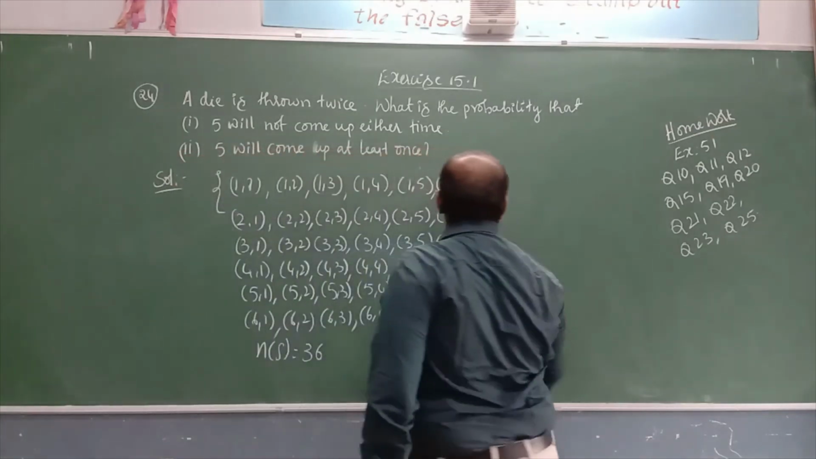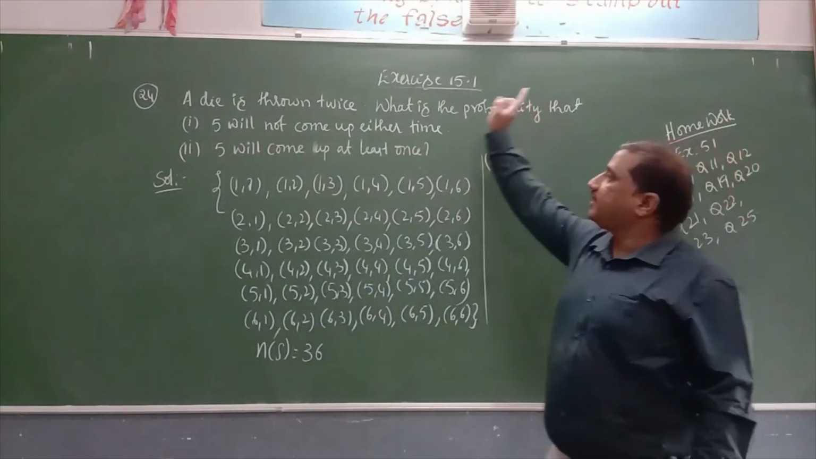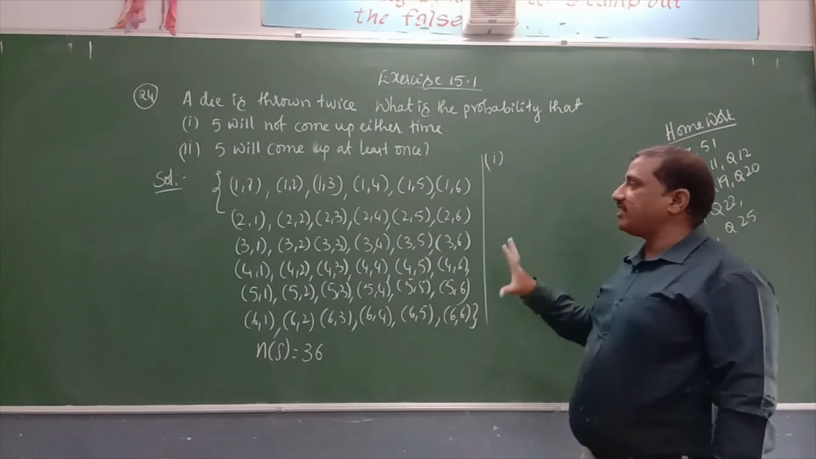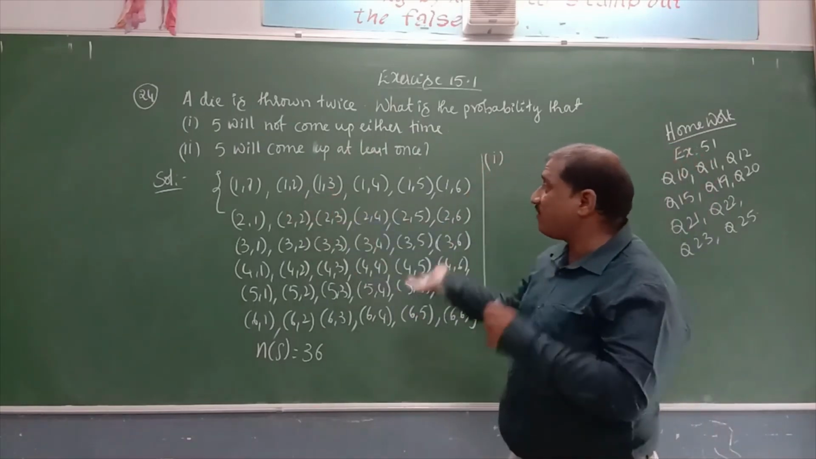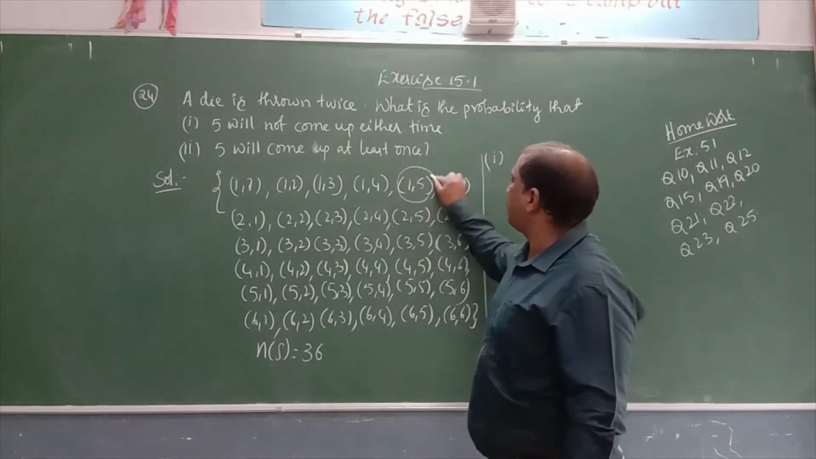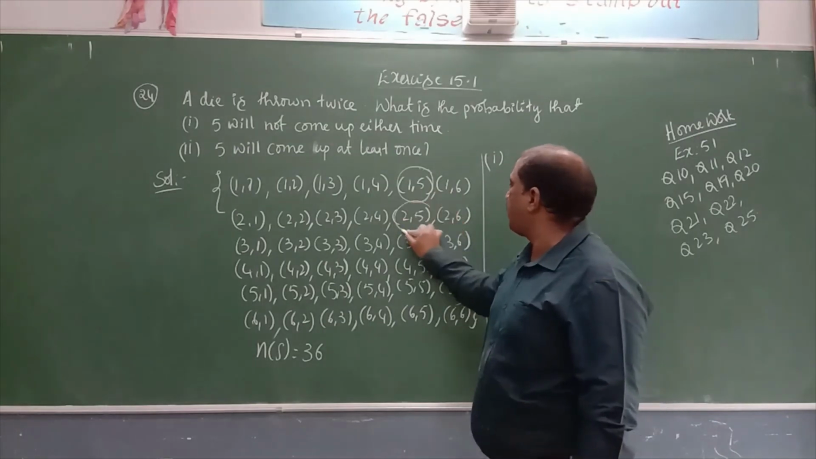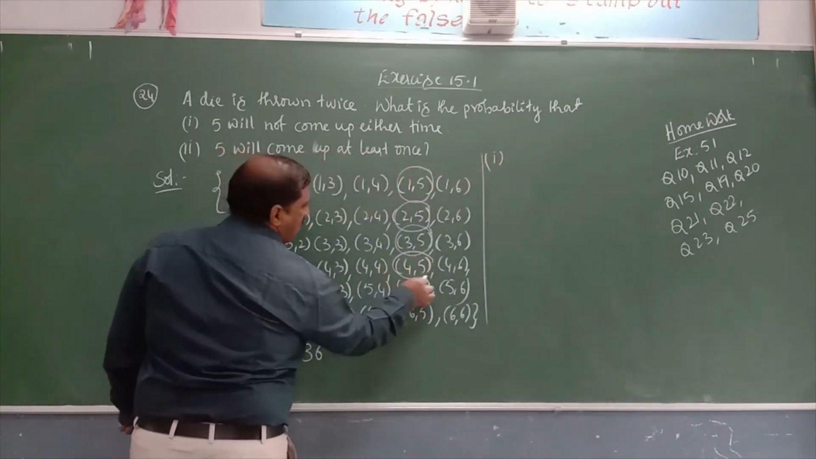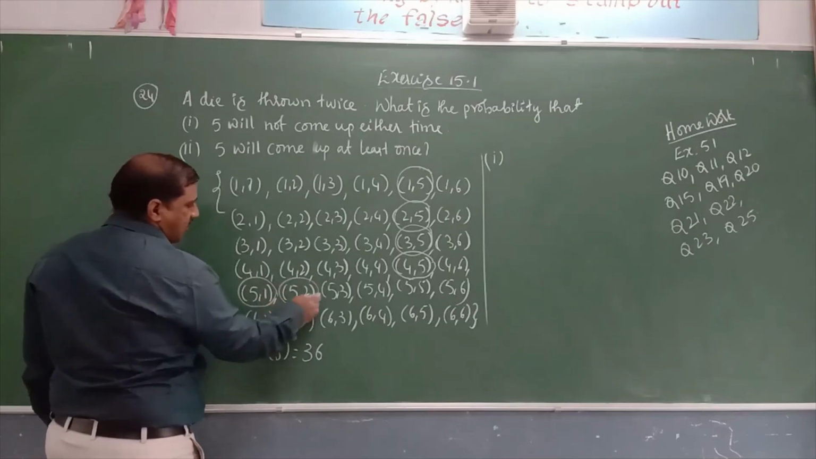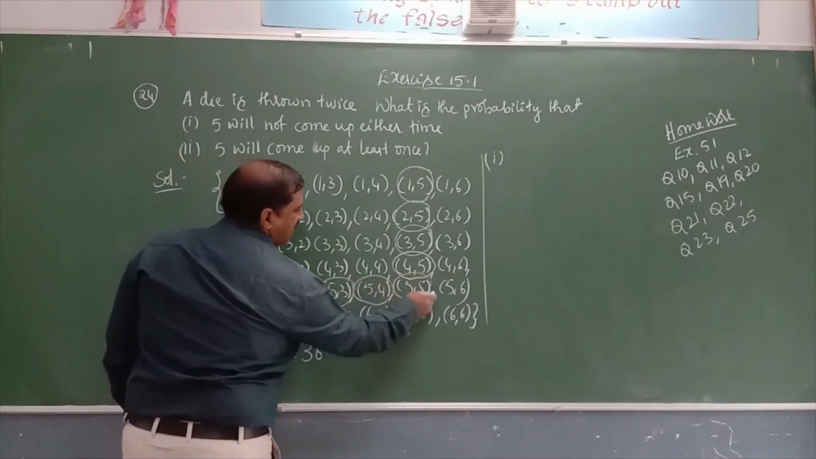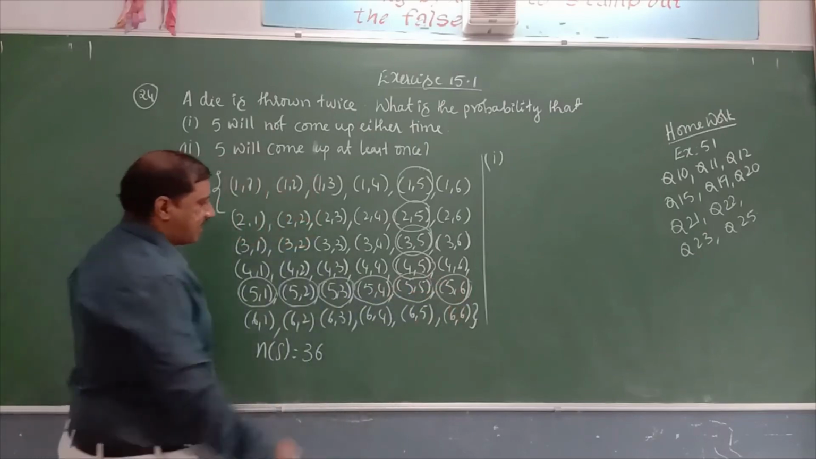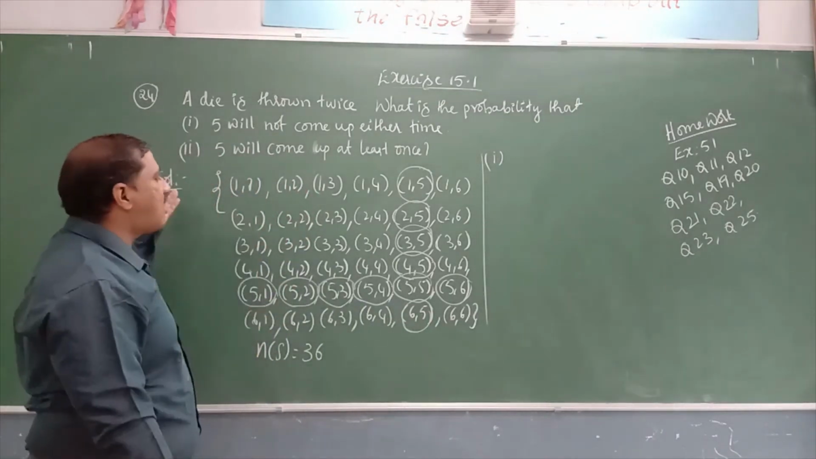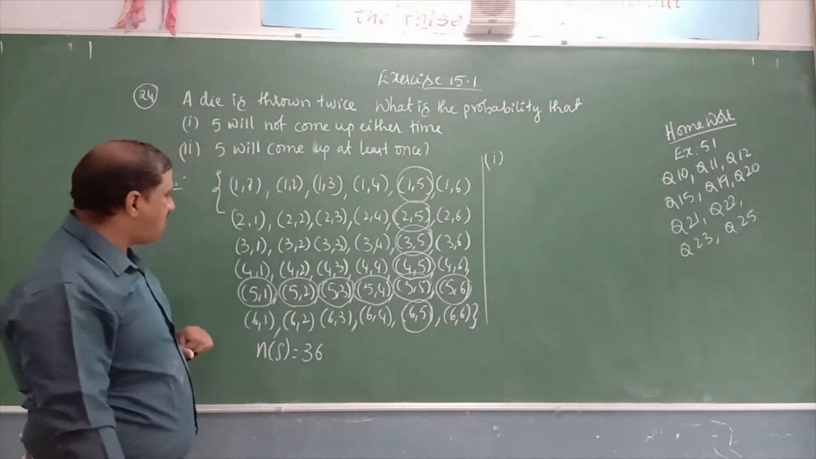Now the first part: find the probability that 5 will not come up either time. We identify for which outcomes 5 is not there. First, locate the outcomes having 5: 1,5; 2,5; 3,5; 4,5; 5,1; 5,2; 5,3; 5,4; 5,5; 5,6; and 6,5. These outcomes have 5 either once or, in one case, on both dice. So how many are there?